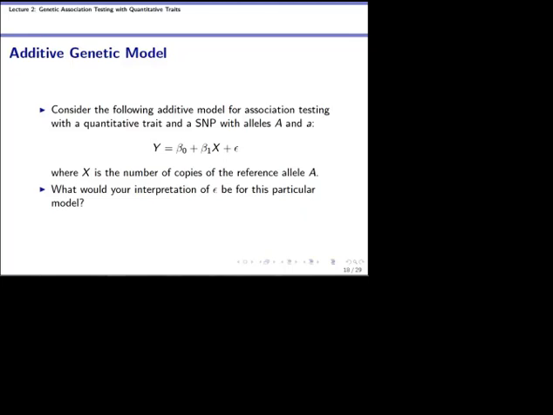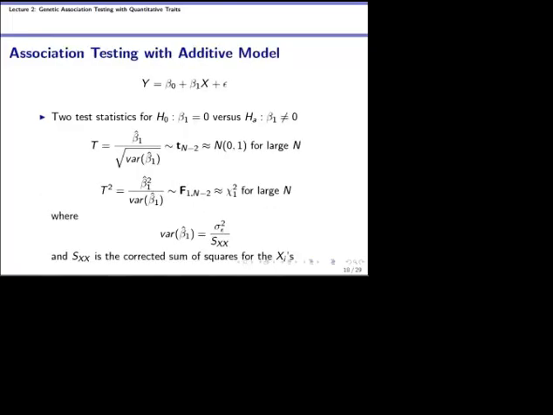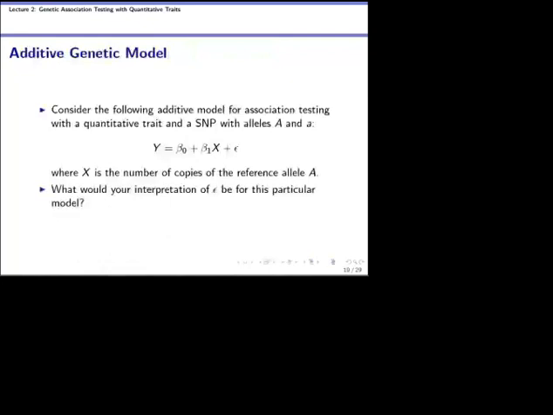But in any case, if you have a SNP and you're trying to predict outcome from your SNP, let X be the number of copies of the reference allele or the minor allele. In this way, what would our error term be? The error term would just be everything that can't be explained by the additive model, which would include dominance effects and environmental effects. Does that make sense?